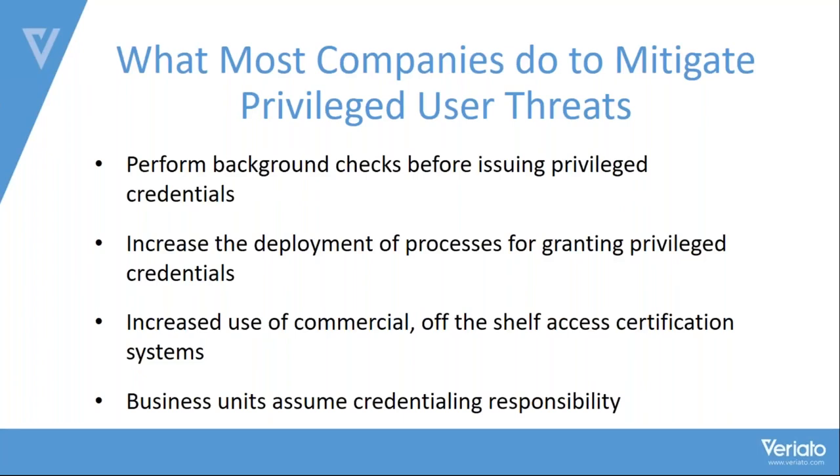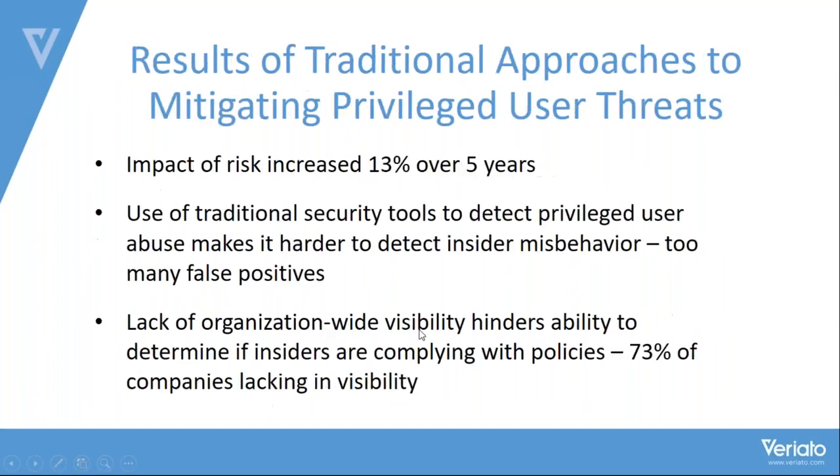Increase the deployment of process for granting privileged credentials. Increase the use of commercial off-the-shelf access certification systems, privilege access systems like that. Business units assume credentialing responsibility. You know, if I work for personnel, or I work for finance, I'm going to be the person in charge of giving credentials to those who need it. These are some things that they're doing, okay?